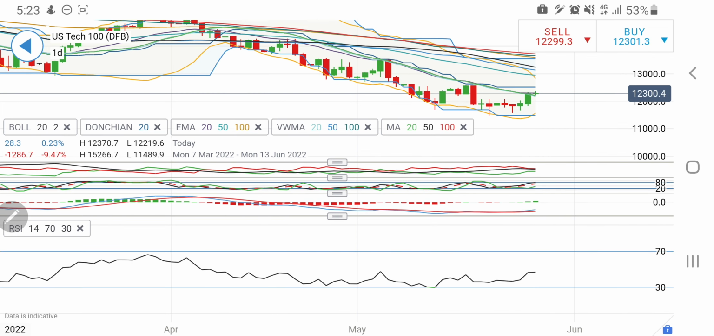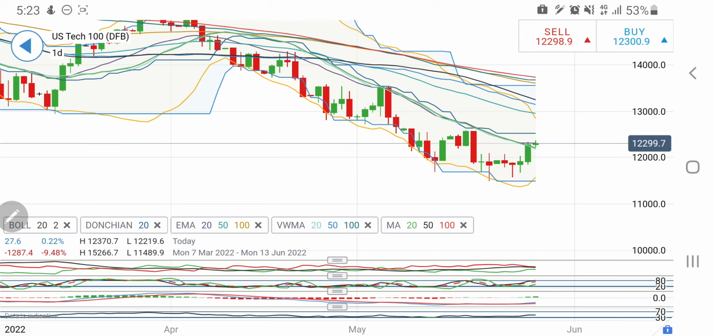The RSI is trading flat, so there is a mixed indication on the charts and indicators. The only long entry I will suggest today is about 12,400. If you see it trading about 12,400, go long there. Then definitely the next target is going to be towards 12,520, 12,600.